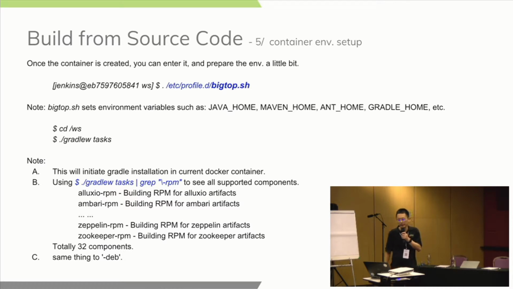It will first download the Gradle package into your container environment, and then it will list all the tasks available in Bigtop. If these steps succeed, it means your environment is okay. Usually I will run that Gradle tasks, and if you filter it with something like RPM, then you can see all the components available for you to build. Similar thing for the Debian image.